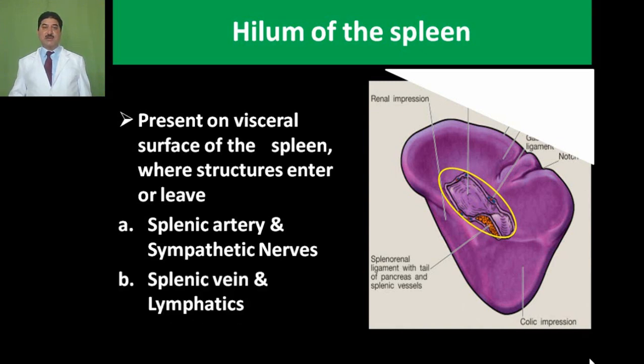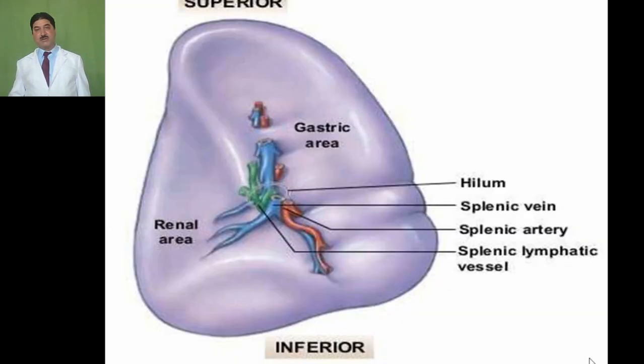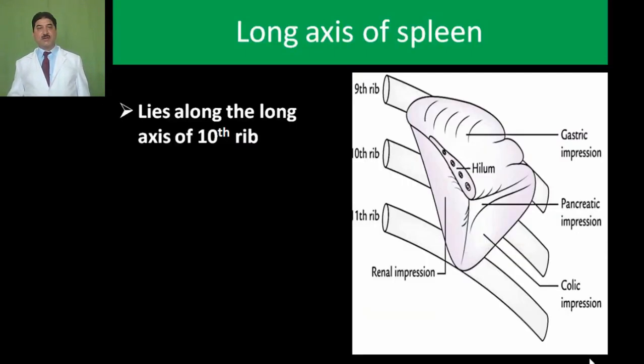As shown in this diagram, hilum is present on the visceral surface of the spleen. Splenic artery, after dividing into many branches, enters the hilum. Splenic vein leaves. Sympathetics follow the branches of the artery, and lymphatics leave at the hilum. Long axis of the spleen is related to long axis of the 10th rib.